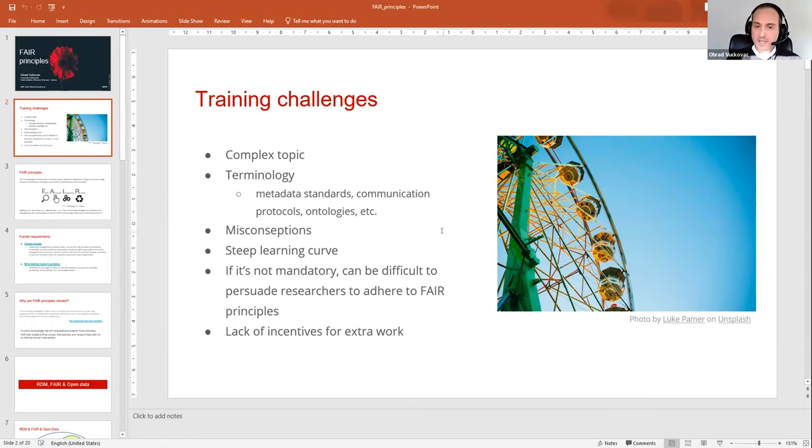Like with RDM, if it's not mandatory, it can be difficult to persuade researchers to adhere to these principles. But always keep in mind to tell them that it's for their own good, and maybe if they don't want to open data now, FAIR data can be helpful for them. And maybe if they decide to open data later, it can be good to have good data. And of course, there is the usual lack of incentives for this extra work.